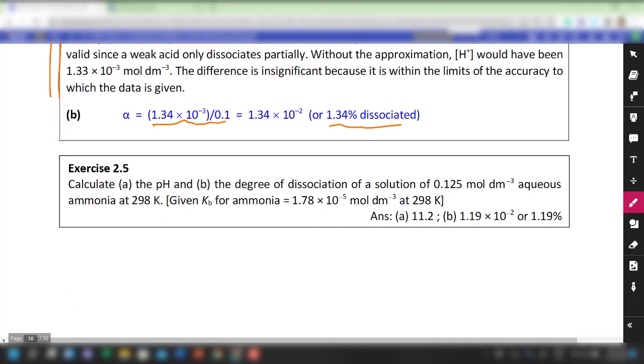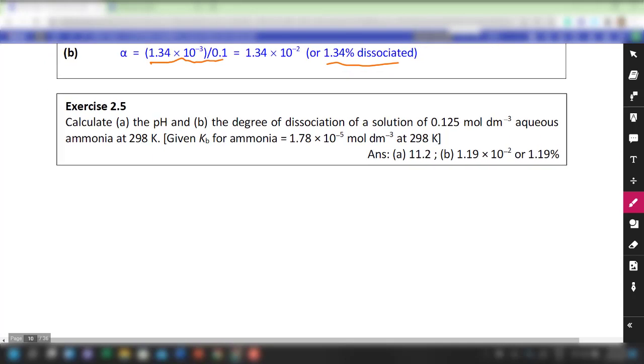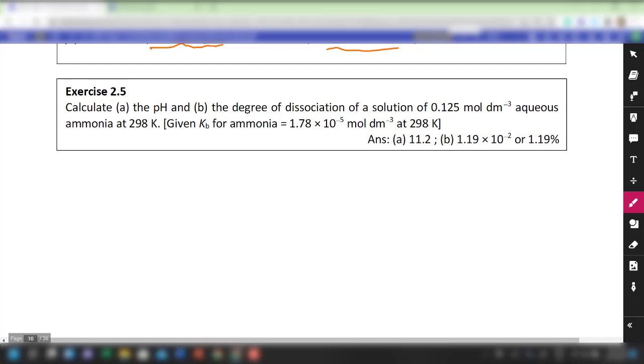So moving on, we'll move on to exercise 2.5, where you're supposed to calculate the pH and the degree of dissociation of a solution of a certain concentration of aqueous ammonia. So again, instead of Ka, we are looking at Kb for now. So we'll work using the same method. So we have aqueous ammonia, which ionizes partially in the presence of H2O. In the process, it gives us the conjugate acid ammonium, and then OH minus.